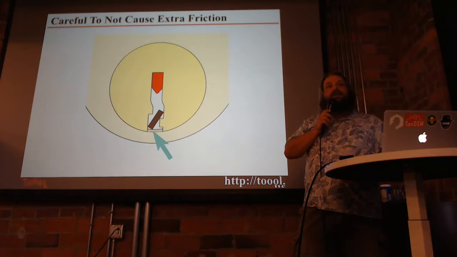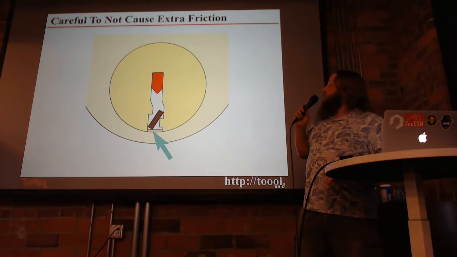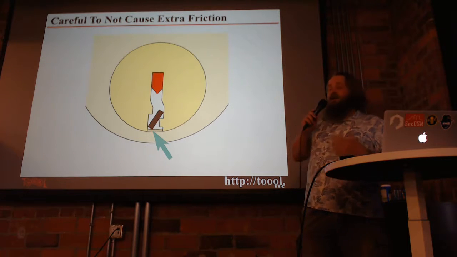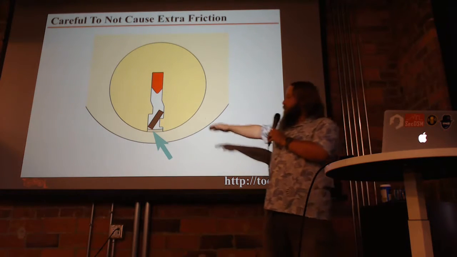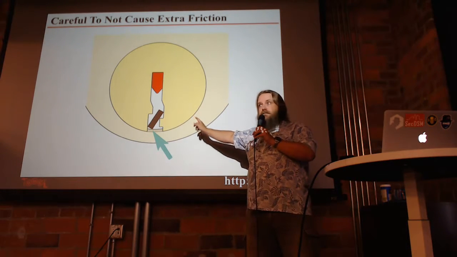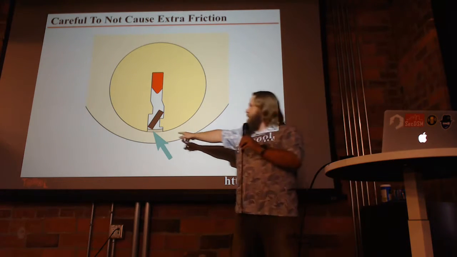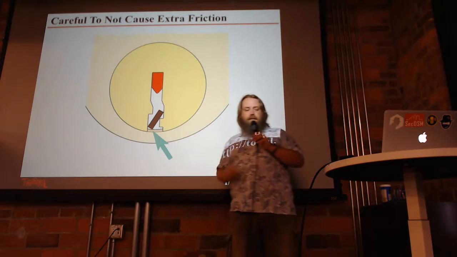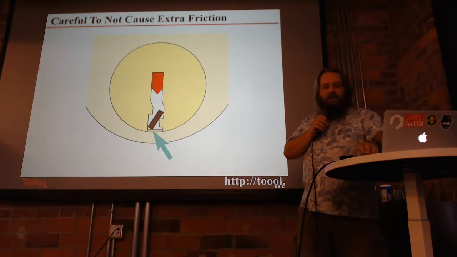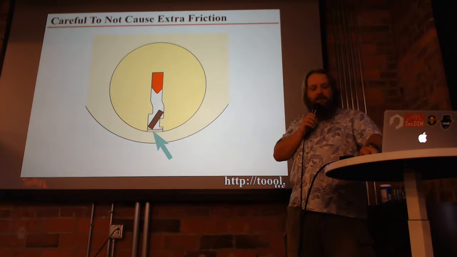So be careful not to put too much friction on it by pushing down low and pushing your turning tool into the lock itself, or causing friction down here at the bottom of the cylinder. You want it to gently be inside the plug.